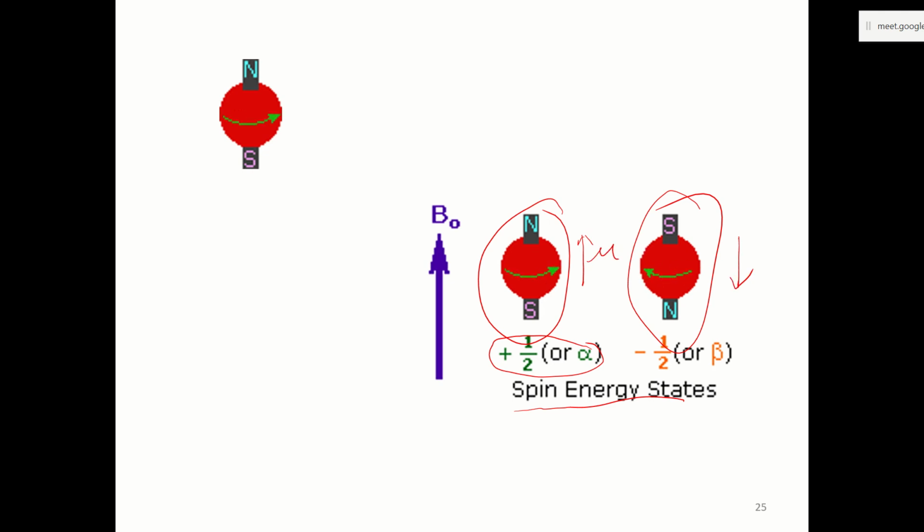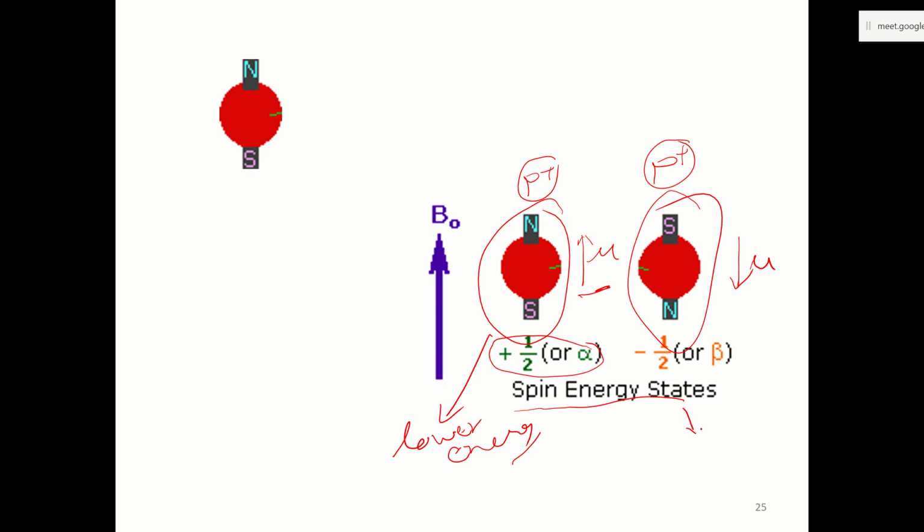So if this is a proton, this is also a proton having two different spins. If you can think of it this way, this is what we are talking about. When it is aligned with the field, it has lower energy. So this one is lower energy, and when it is opposed to the field, the mu is pointing opposed to the field, this will be of higher energy.